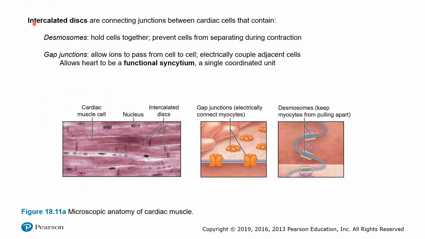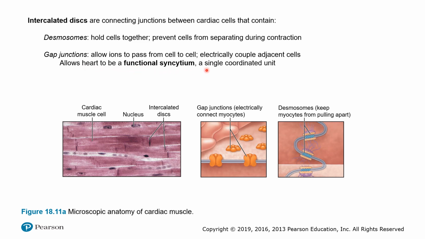So let's see what intercalated discs are, because we already know about the nucleus and other parts of the cells. These are connecting junctions between the cardiac cells, and these junctions contain desmosomes. Desmosomes tightly hold the cells together and prevent them from separating. Then they have gap junctions. These are gap junctions, and because of these intercalated discs, the cardiomyocytes act as a functional syncytium.